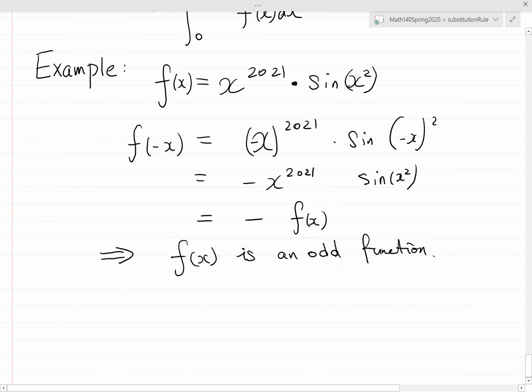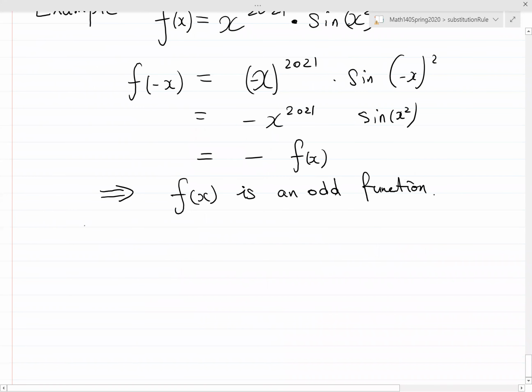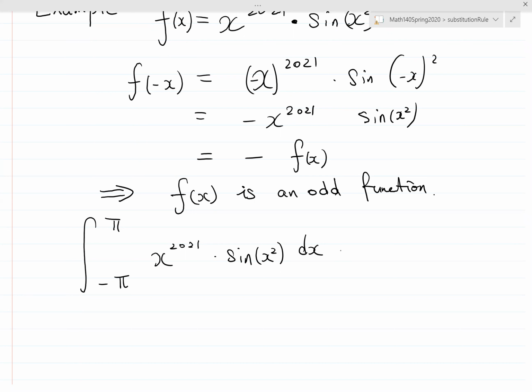Then, if we have an odd function, for instance, let's do the integral from negative pi to pi of x to the power 2021 times sine x squared dx. Now this example is very complicated. It's not easy to find its antiderivative directly. However, by symmetry, we can reduce the work. Here you see the upper limit and lower limit are symmetric, negative pi to pi, and we can conclude according to the property of symmetry.